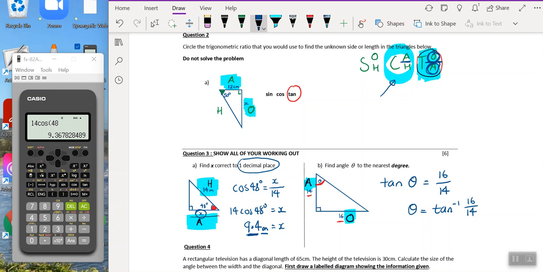So on the calculator, you'll press Shift tan, and we've got 16. You can either use your fraction button or you can just use your division button. 16 divided by 14 is equal to, oh, I forgot to press Shift tan, that's better. 16 divided by 14 is 48, so theta equals 48.8 blah blah blah, but notice the question says to the nearest degree, so that's going to be 49 degrees to the nearest degree.